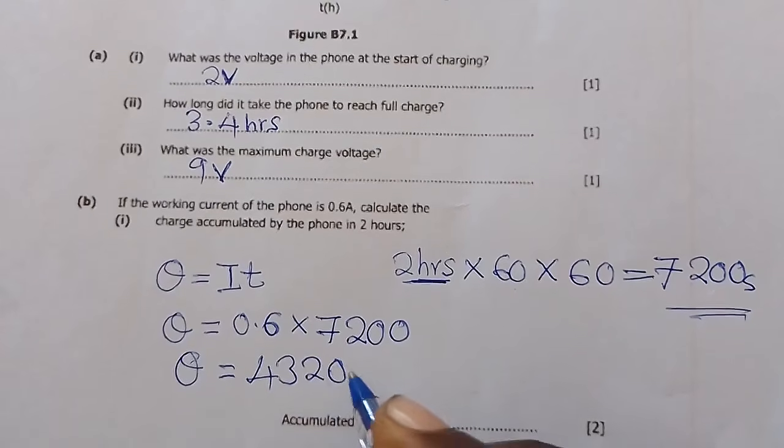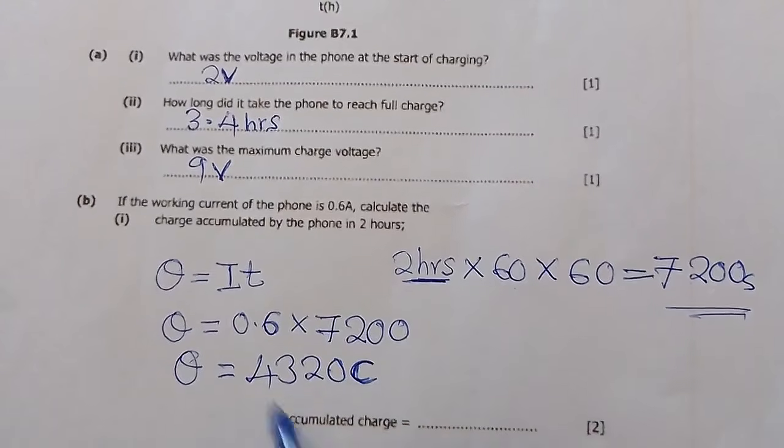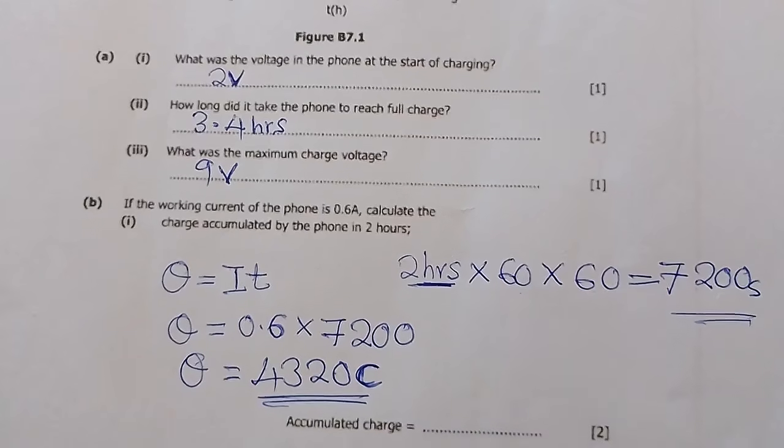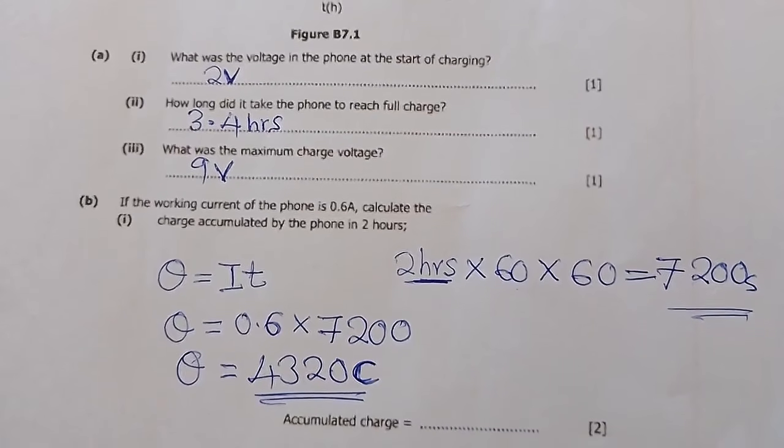4,320 coulombs, like this. Then that is your answer. So always you need to be putting your answer there. This is where you need to be putting your answers. So if the working current of the phone is 0.6, calculate the charge accumulated by the phone in 2 hours. That's how you need to calculate it.